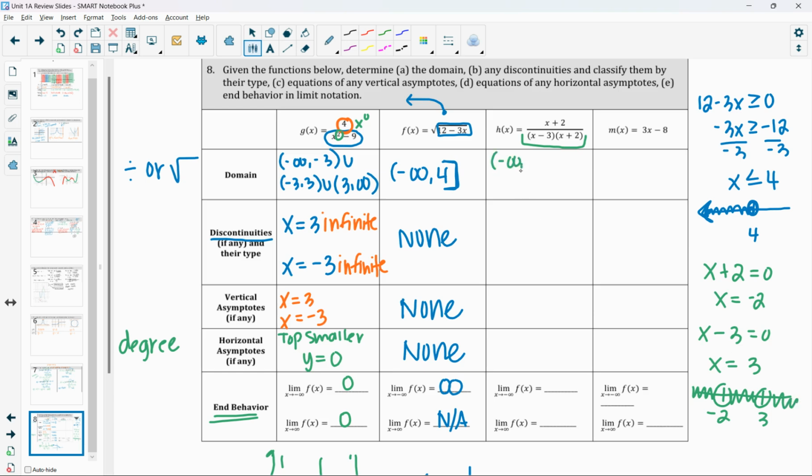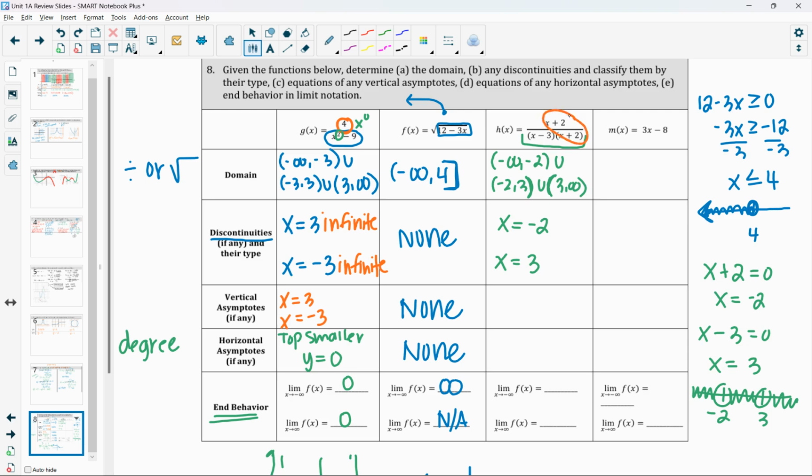So -infinity up to -2 is fine. -2 up to 3 is fine. And then 3 to infinity is fine. But make sure you have soft brackets because we don't want to include those numbers. Then those two values that make the denominator 0 are our discontinuities. So x equals -2 is going to be a discontinuity, and x equals 3 is going to be a discontinuity.